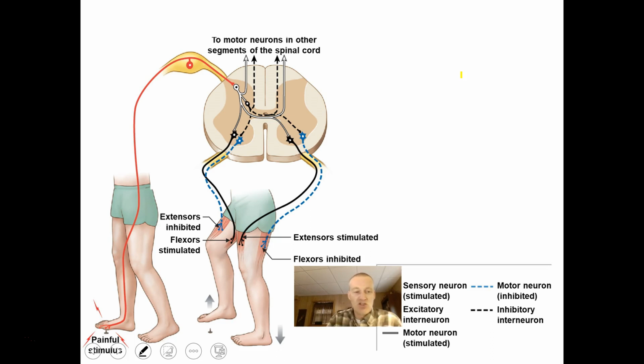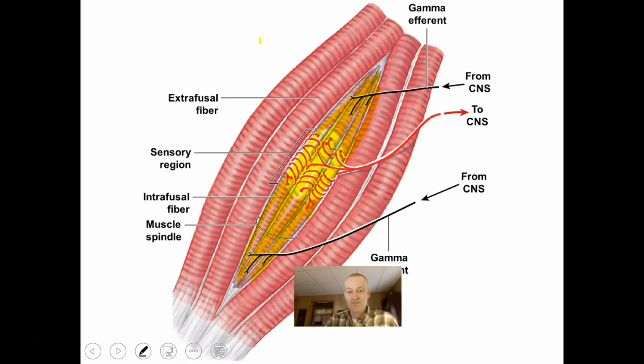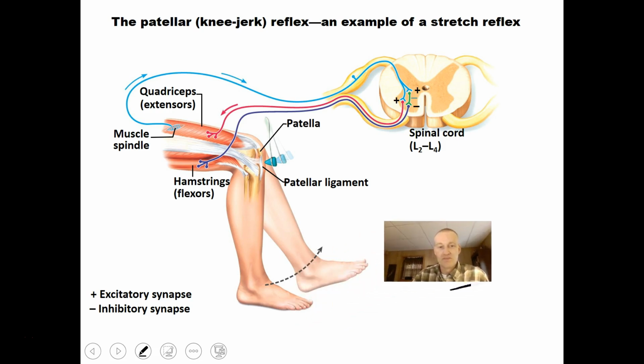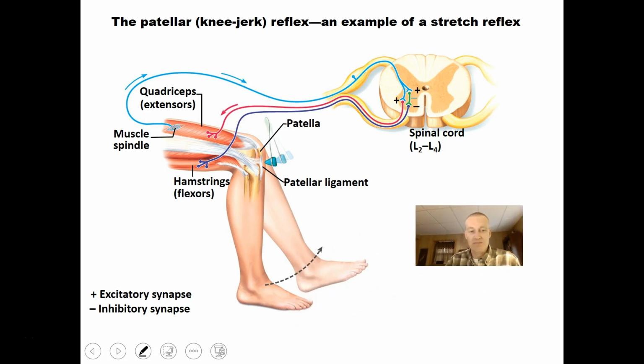Again, just seeing you step on a painful stimulus, the sensory neuron sends information to the interneuron, which commands the motor neuron. It also commands negative signals so that it will inhibit certain muscles from contracting, and then that information for pain will go to the brain. Okay, just showing it one more time, the patellar or knee-jerk reflex.